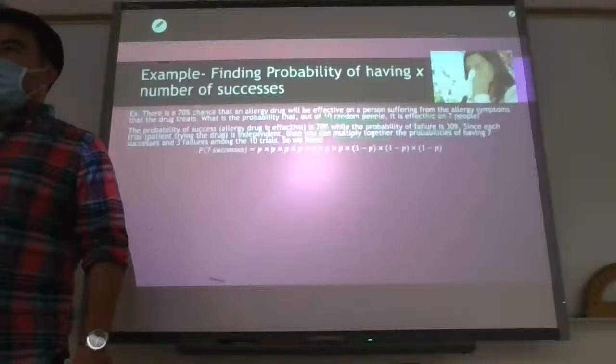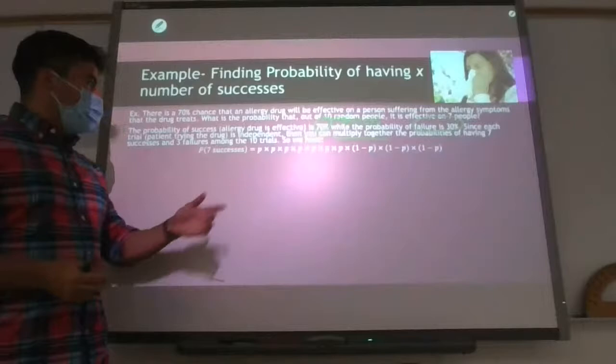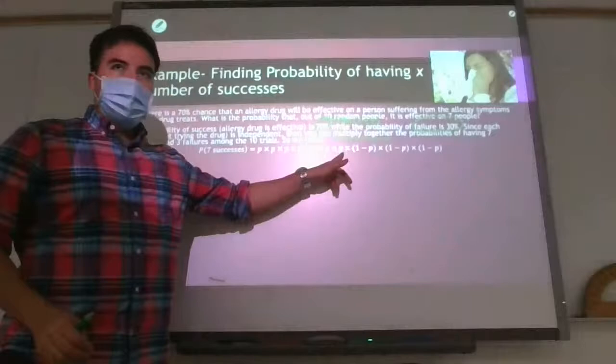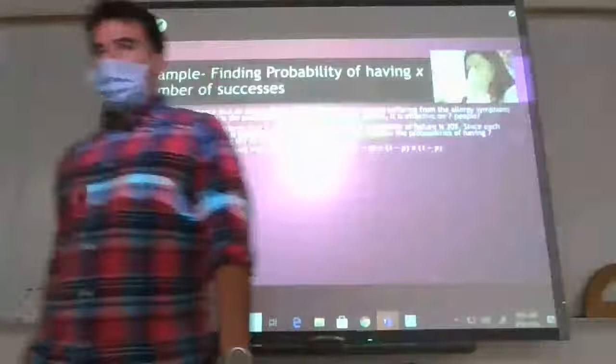But in this case, because all 10 of them are independent, we're essentially just going to take the probability of 7 successes, success, probability, success, and we're going to do that 7 times, times the probability of failure, times the probability of failure, times the probability of failure. So we're going to have 10 different probabilities multiplied together.